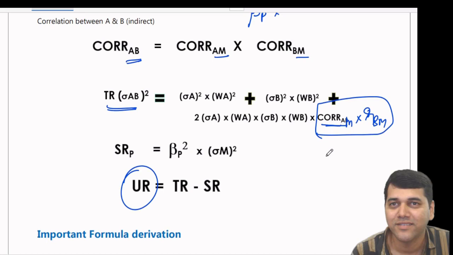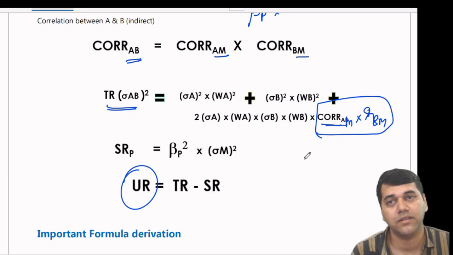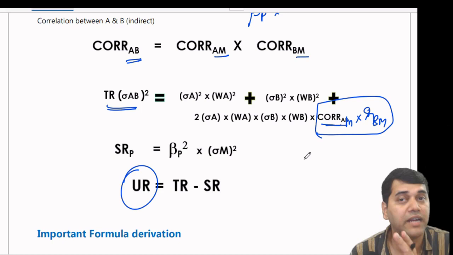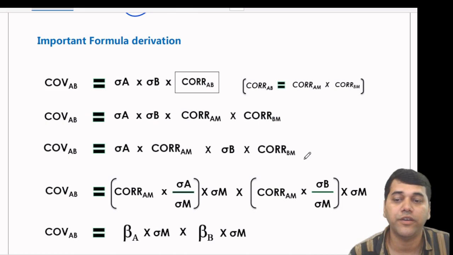Clear, no? If you ask me, in every chapter there is one crux. Previously in security valuation, it was that multi-period dividend discount model, the catch, the tricky part. This is that particular area. You will now find a different type of question. Now you have to understand one or two formula derivations.